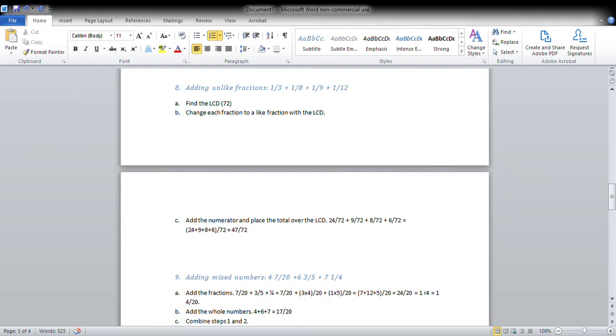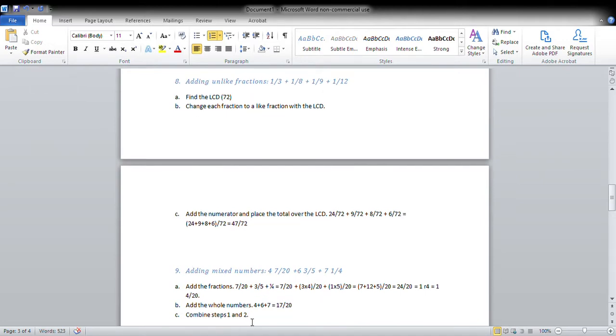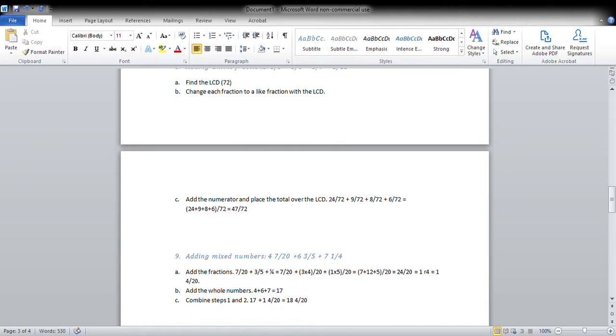Now we combine these steps. 17 over 20. Wait, I'm sorry. There's no 20. See, even professors get mixed up sometimes. 17 plus 1 4/20 equals 18 4/20. I apologize for that.